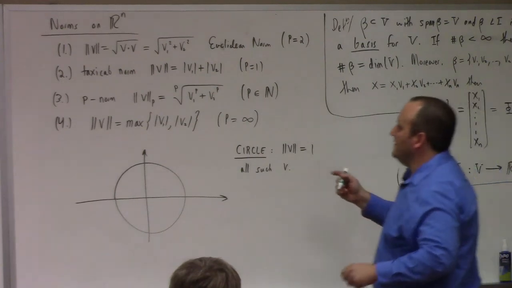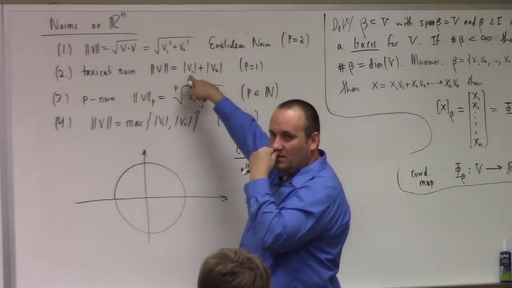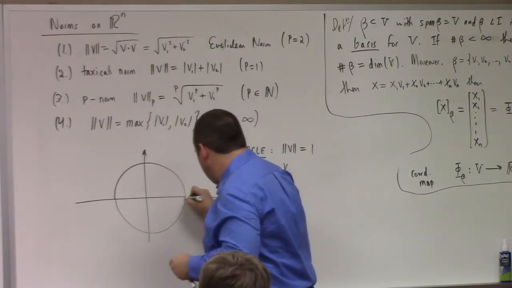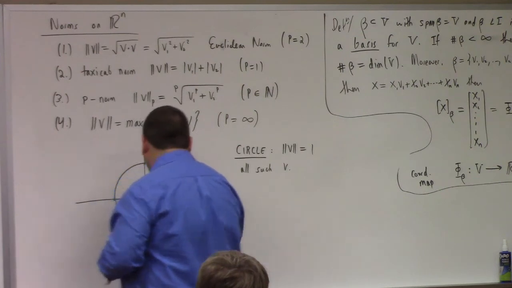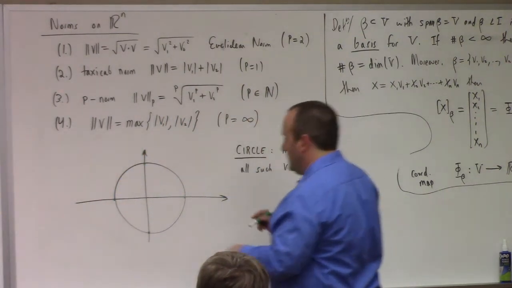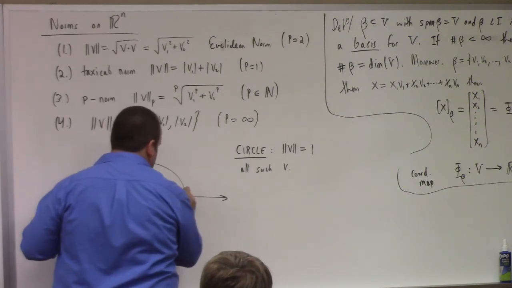Rhombus, yeah. If I put V2 equals 0, I get V1 equals what? 1. So I get this point, and this point, and this point, and this point. Yeah, it's a diamond. In fact, that's the circle, so to speak, in the 1 norm.